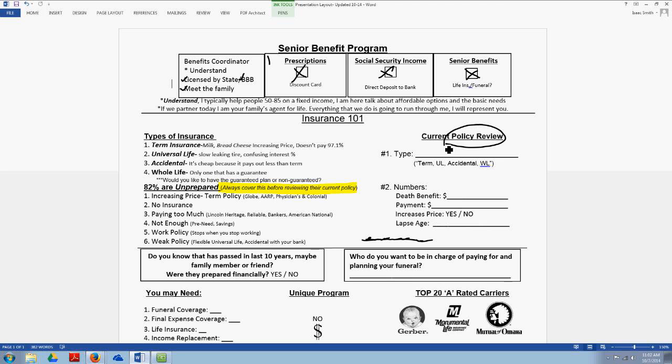The reason you do this is if you just go straight and open up the policy and start bashing on their AARP policy, it's very offensive, right? It can be rude.